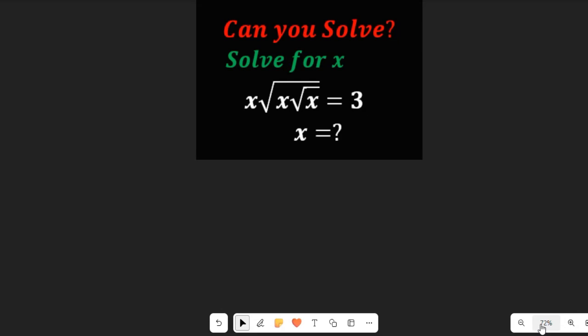Hello, let's use two unique methods in solving for x in x times the square root of x times the square root of x equal to 3. We are asked to find the value of x.